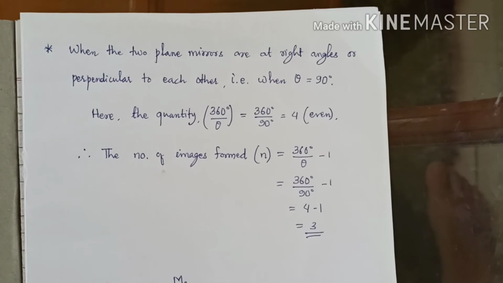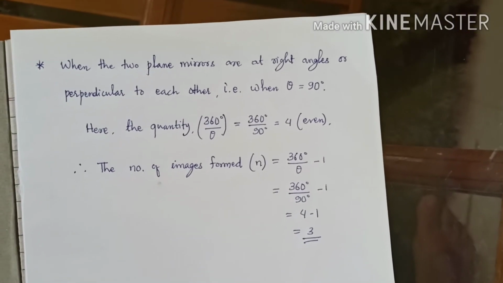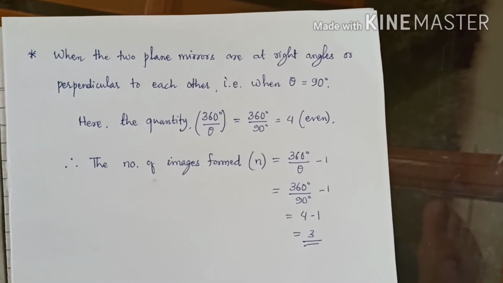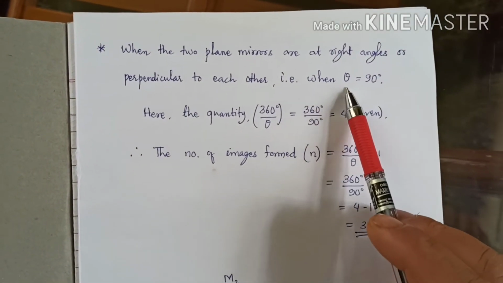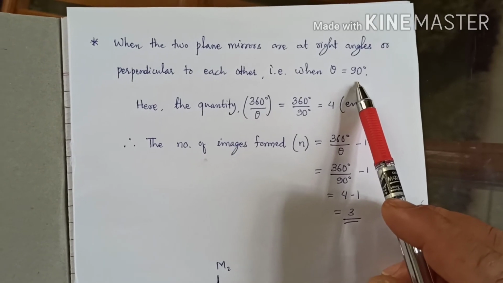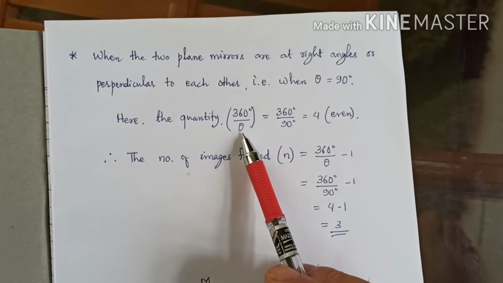Now let us see if we have two plane mirrors at right angles to each other, or perpendicular to each other, then how many images will be formed? So here the angle of inclination between the two plane mirrors, theta, is equal to 90 degree. So mathematically, to calculate the number of images formed, first of all we have to calculate this quantity.